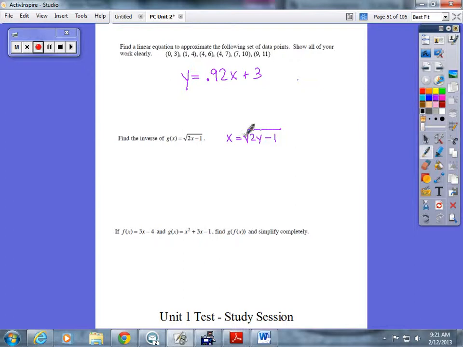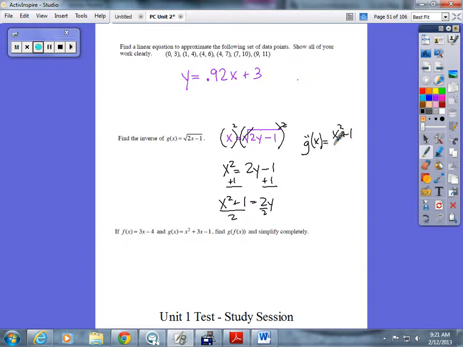So first things first, we have to get rid of the square root by squaring both sides. I know some people would add 1 or divide by 2, but not yet. That's protected by the square root. So a square and a square root cancel out. So I have x squared equaling 2y minus 1. Now I'll go about solving this for y like any other equation. So I would add 1 to both sides. So x squared plus 1 equals 2y. And finally I would divide by 2. So my inverse of g is going to be x squared plus 1 all over 2.